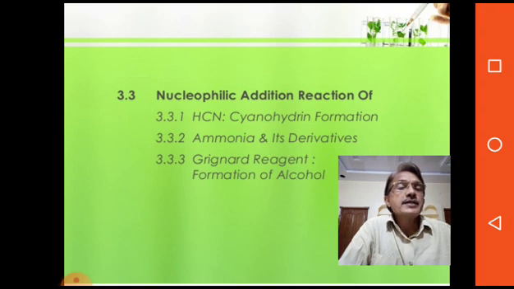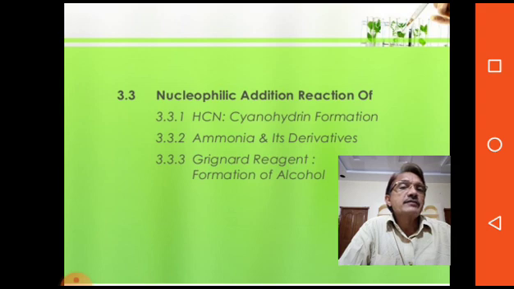Similarly, aldehydes and ketones may also react with ammonia and its derivatives. When aldehydes or ketones react with ammonia or its derivatives, we get addition products. Hydrazine, hydroxylamine, phenylhydrazine, 2,4-dinitrophenylhydrazine. These are all the derivatives of ammonia.